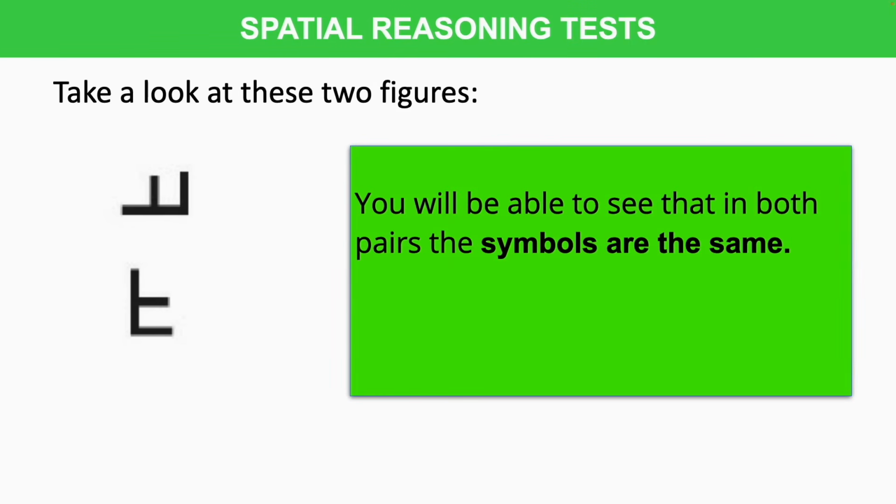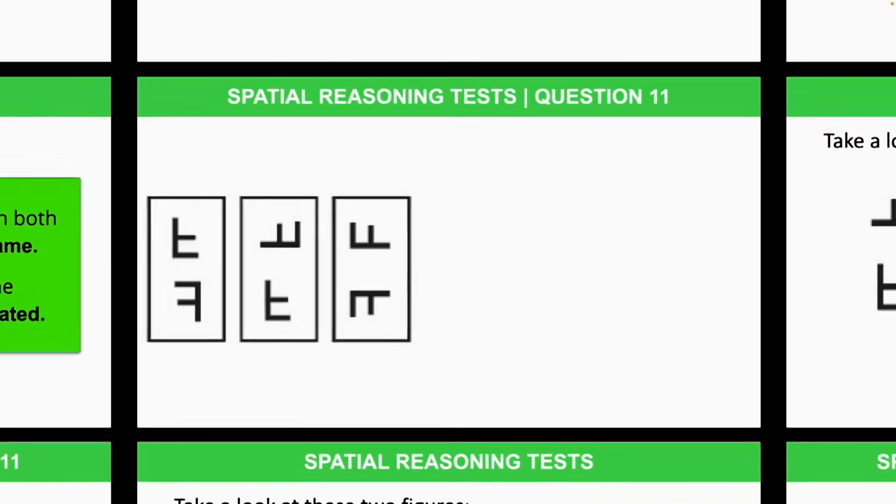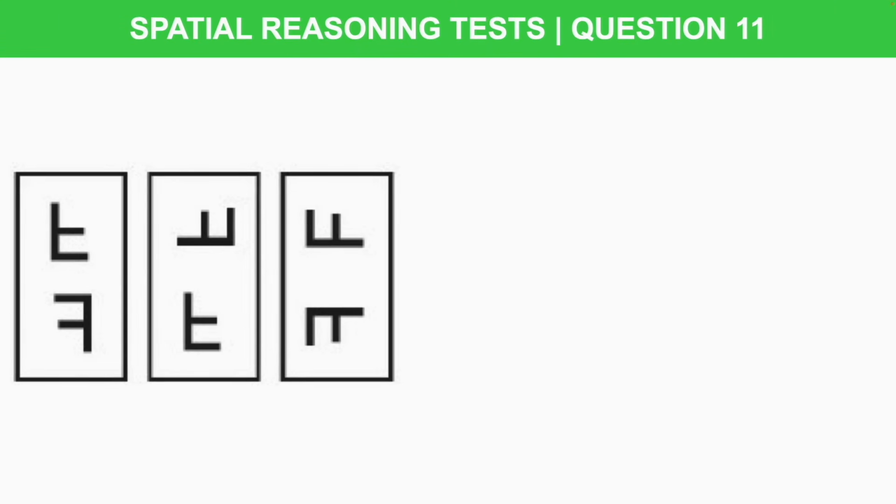You'll be able to see that both pairs, the symbols are exactly the same. The only difference is that the symbols in each have been rotated. So you can see this backwards F at the top has just been rotated 90 degrees clockwise to give you the bottom backwards F. Okay, what I want you to do now is practice one of these questions yourself, but I'll walk through this one with you.